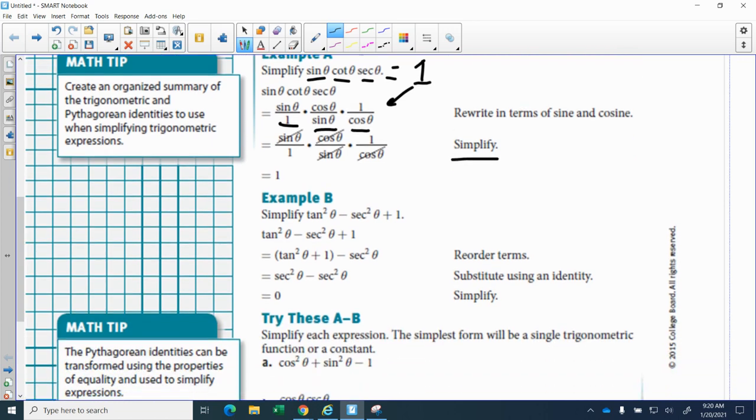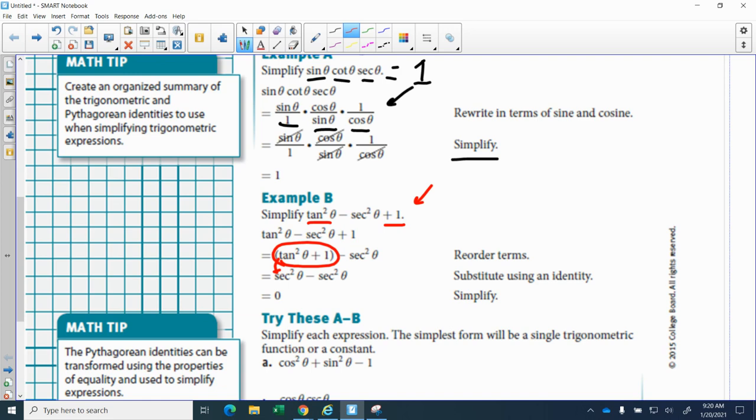The same can even be said down here. This one in example B is a pretty tricky problem because when you look at it, you don't really see a possible way to get to your next step. But notice what they do. They notice they have a tangent squared and a positive 1, and they say that's one of our Pythagorean identities. So you can substitute in secant squared, and secant squared minus secant squared would just give you an answer of 0.